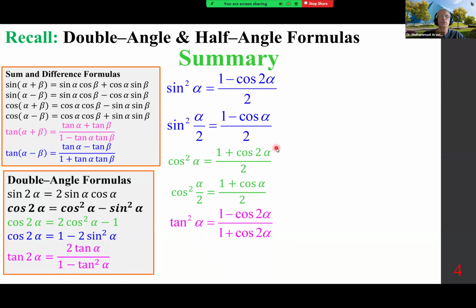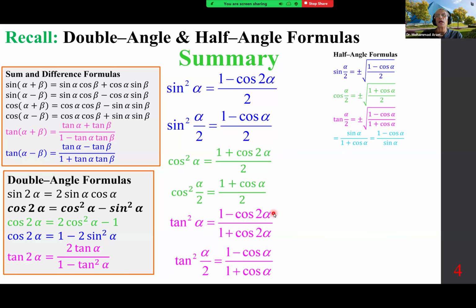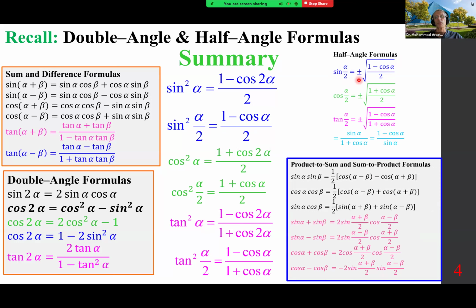And tan squared alpha would be the ratio of sine squared over cosine squared. And if you cut this in half, we will cut this in half. So it gives rise to half angle formulas. For example, the sine of alpha over 2 squared is given like that. Sine of alpha over 2 is plus or minus the square root of 1 minus cosine alpha over 2, and the rest of them follow. What matters is that you decide which sign, positive or negative, based on the quadrant they belong to.